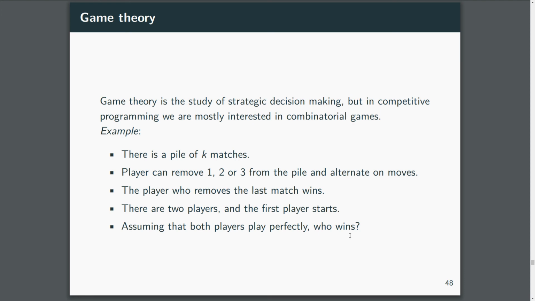Okay, so we have a pile of k matches. And the players can remove 1, 2, or 3 matches from the pile, and they alternate on moves. So the player which removes the last match will win. Now, there are only 2 players, and one of the players, which we'll call the first player, starts. Now let's assume that both players play perfectly. Who wins?